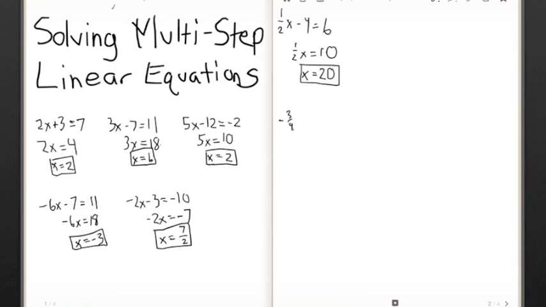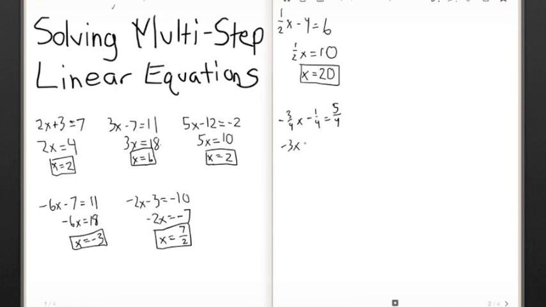Negative 3/4 x minus 1/4 equals 5/4. Whoa, now what do we do here? Everything's a fraction. Well, it's actually really easy because they all have the same denominator. And when everything in the equation has the same denominator, we can just get rid of it. Get rid of the denominators. What we're actually doing is multiplying everything by 4 to get rid of the divide by 4 in each fraction.